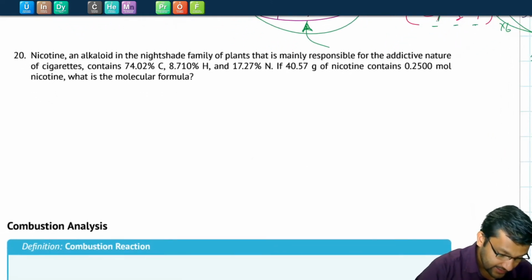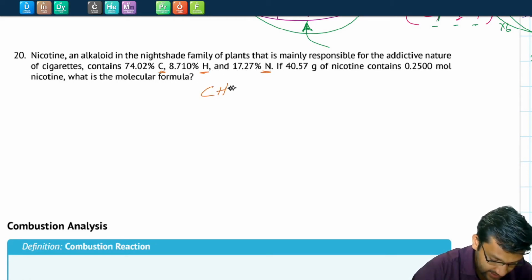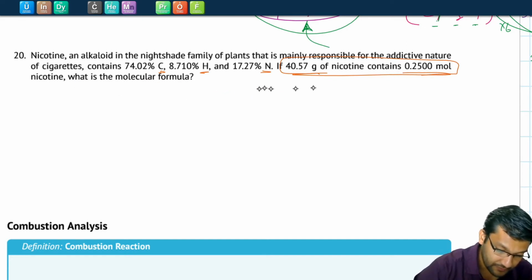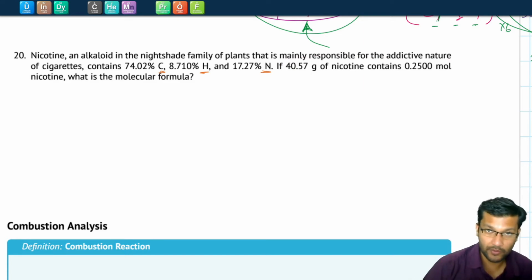Okay, so let's look at nicotine. It says it has carbon, hydrogen, and nitrogen. So it has a formula CxHyNz, alphabetically, with x, y, z that we need to figure out. And once we figure out the empirical formula, we can then calculate the molecular formula using the molar mass information. So let's do this one step at a time. The first step would be to figure out what the empirical formula is.